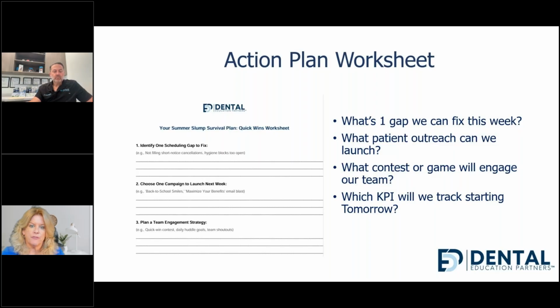Is it going to be for perio maintenance patients who need to get back in? Is it going to be for patients we haven't seen yet in 2025? Is it for unscheduled restorative patients? What patient outreach campaign are we going to do? Are we going to include a summer special for our patients?